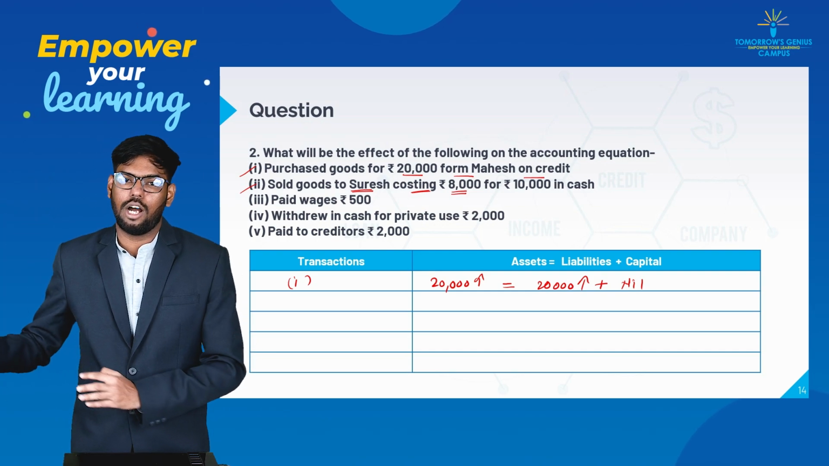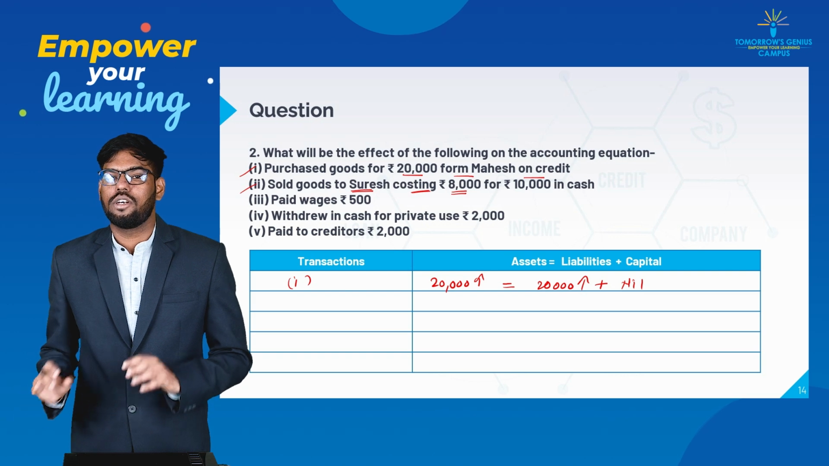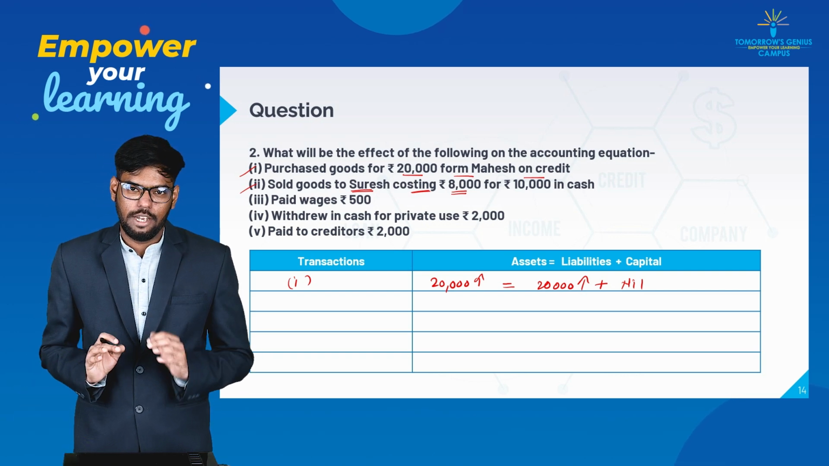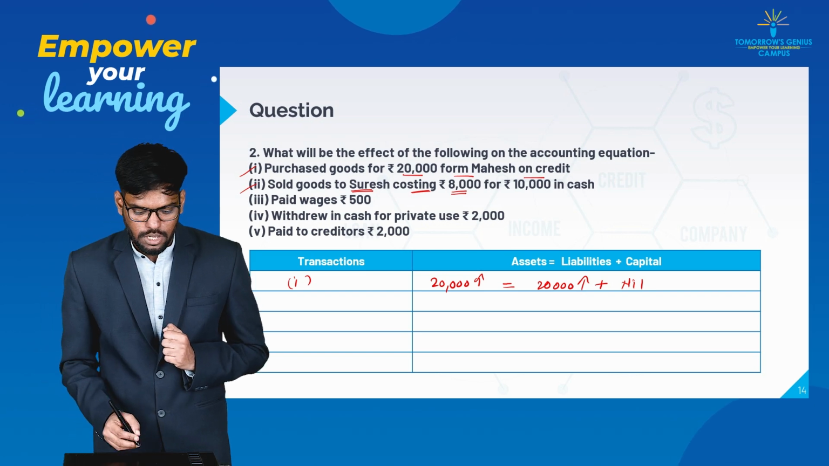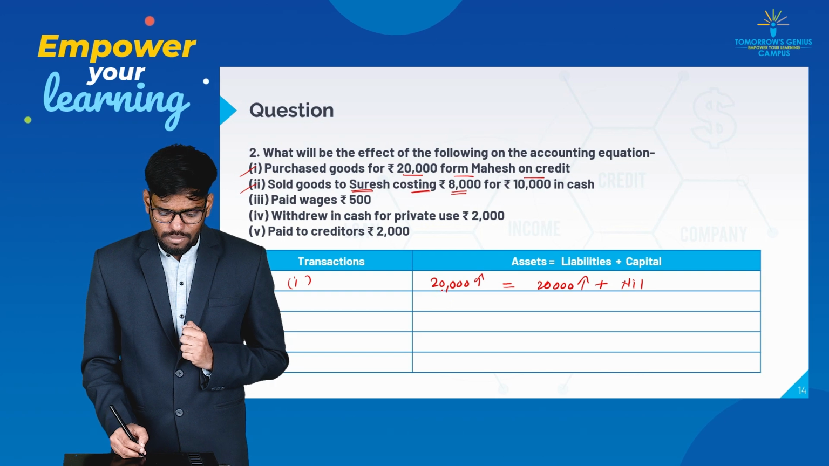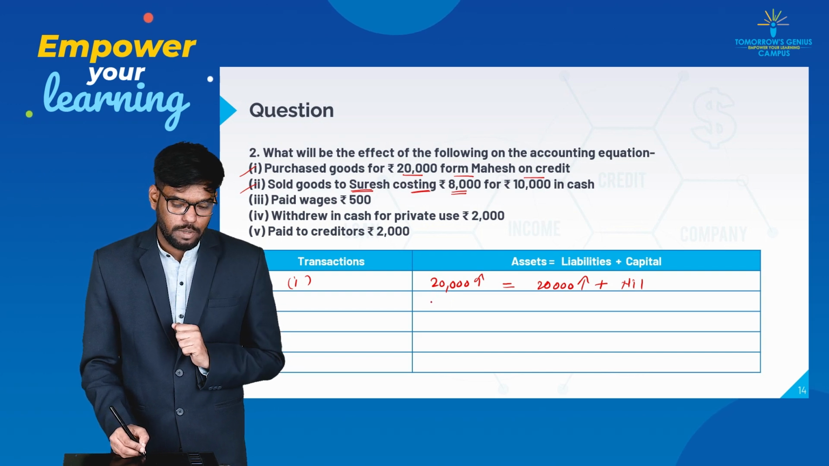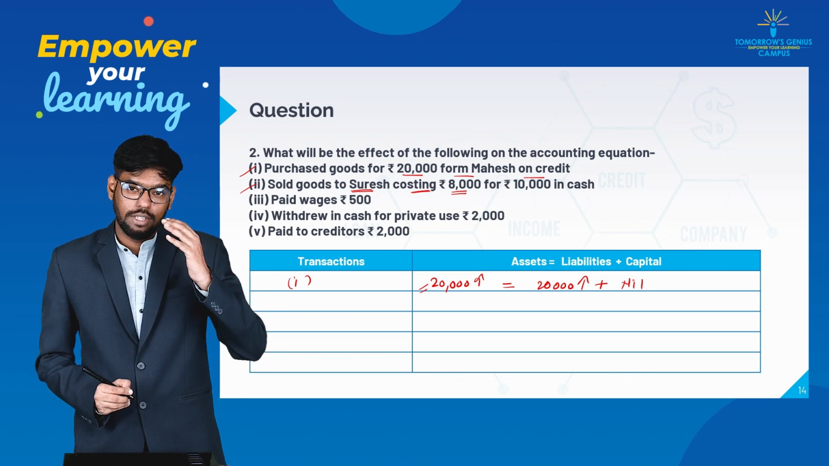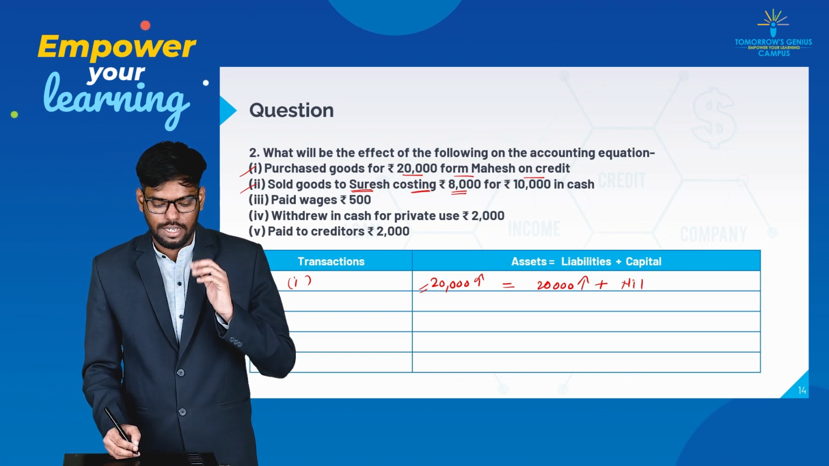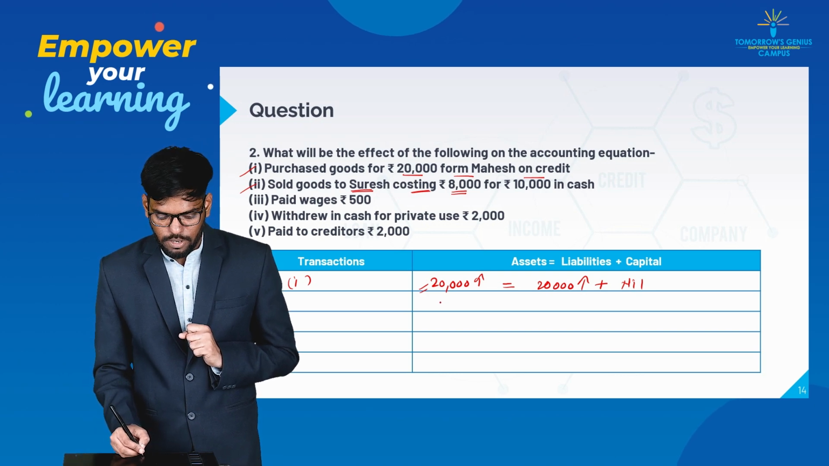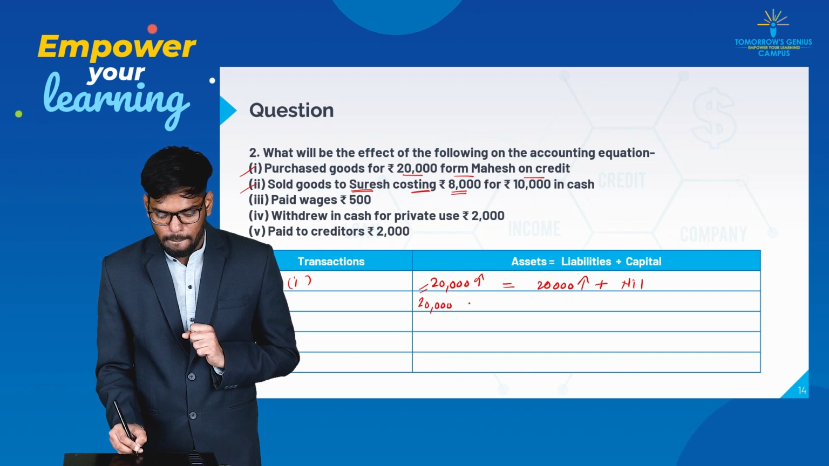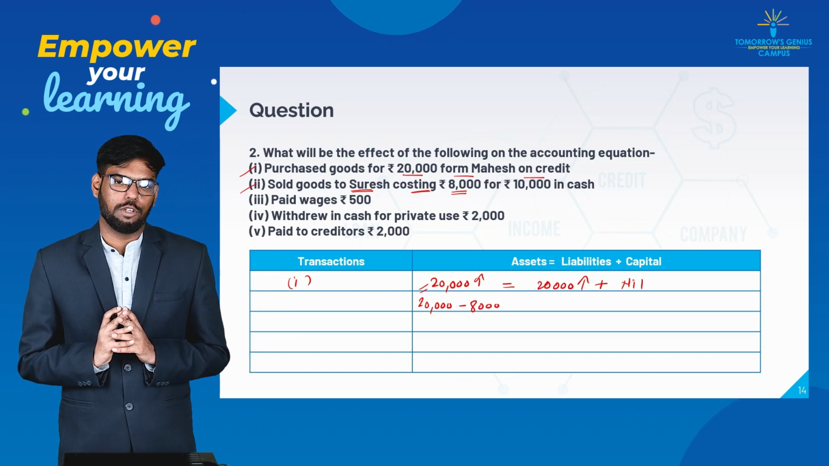So asset goes out of the business. Asset decreases, so we have to subtract the same, right? We have to decrease the asset. Previously your asset was 20,000 rupees. Now your asset decreases by how much? Your asset decreases by rupees 8,000, right? So what will be the final answer for your asset? The final answer for your asset is 20,000 minus 8,000. So far you have 12,000 rupees of asset with you, right?